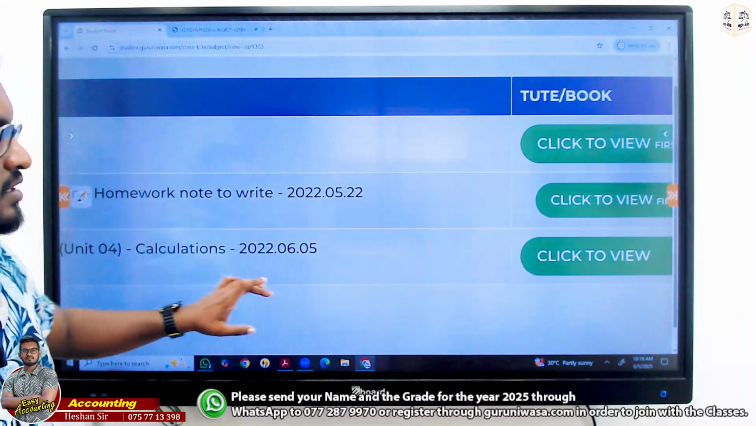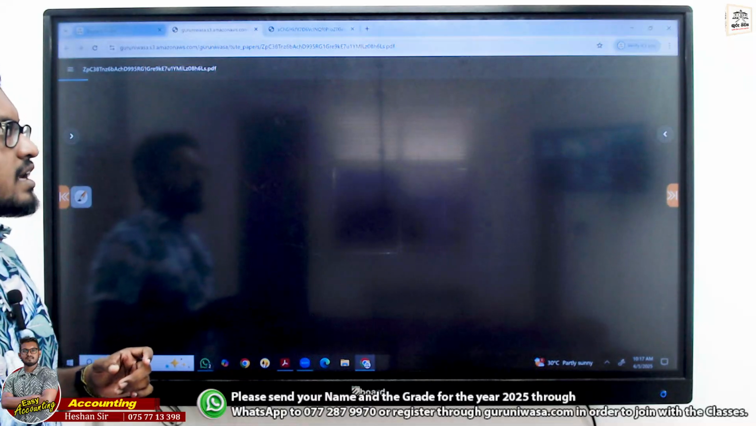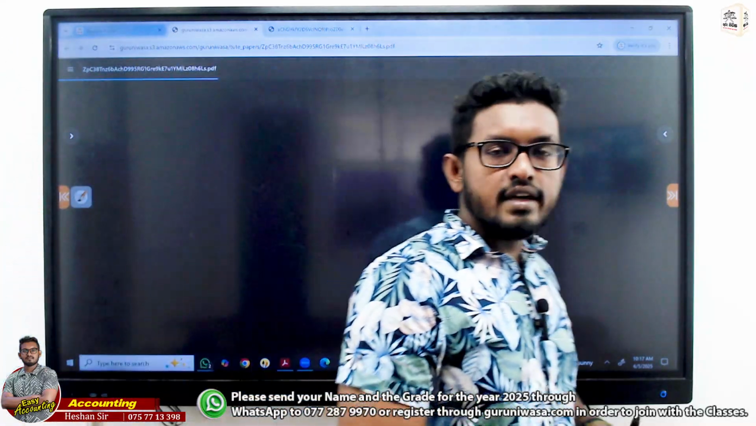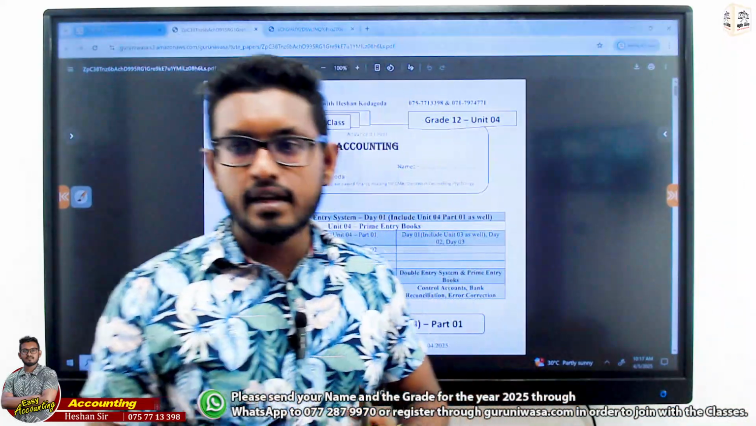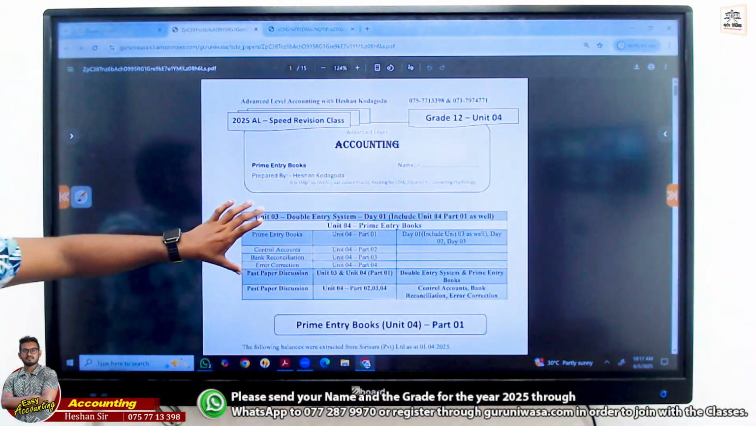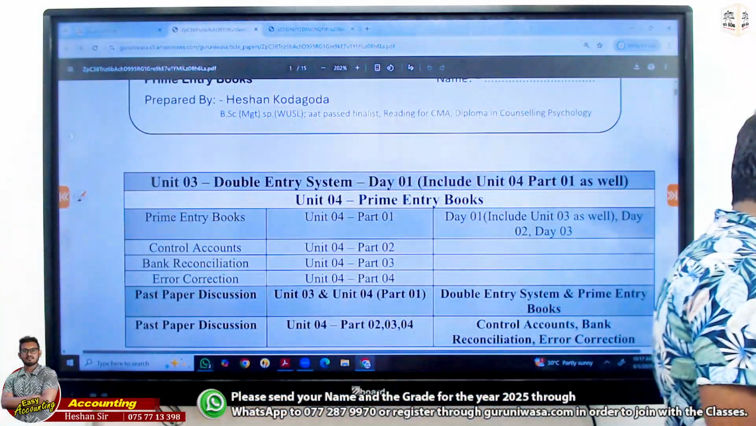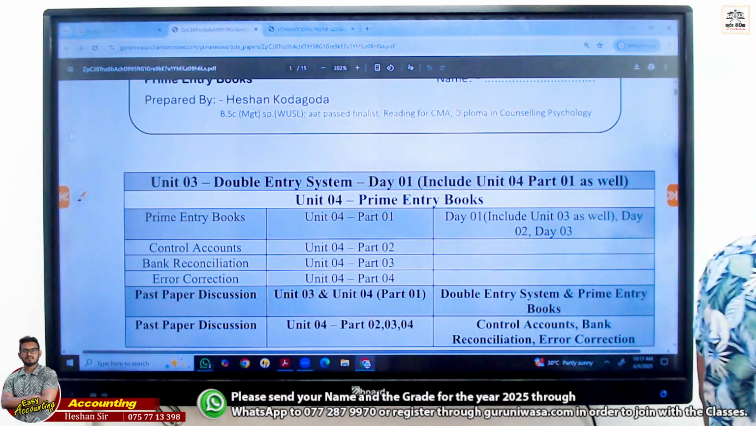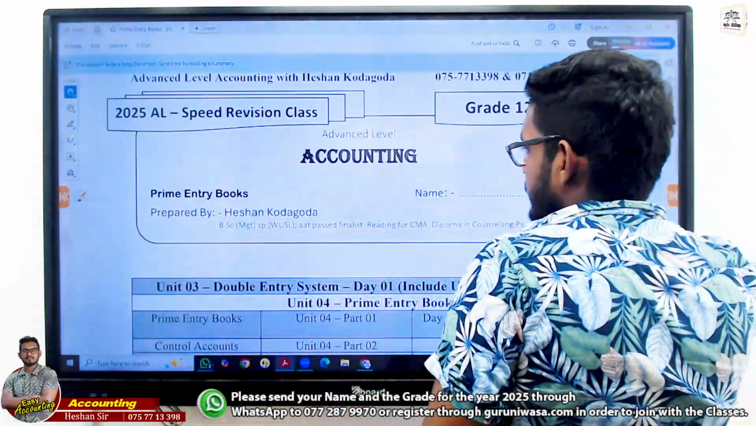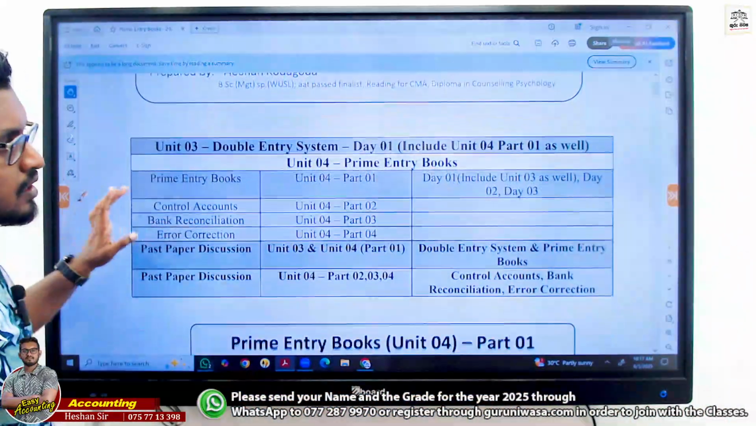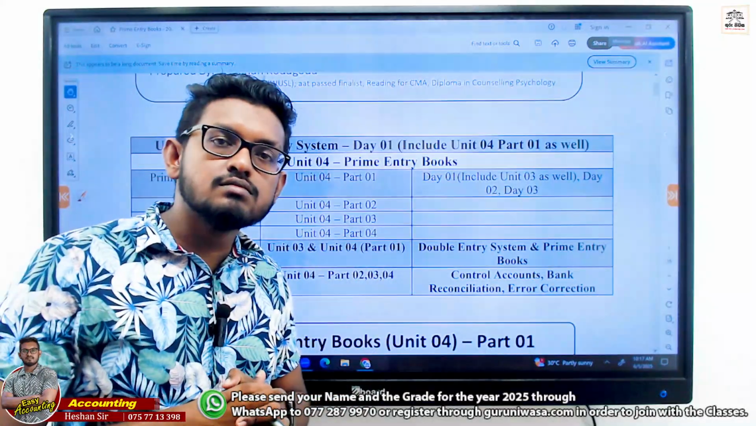June 5th. So you can see this is the tute. There are 16 pages, and all the calculations and everything I have uploaded in here. Send me a thumbs up if it is clear to you. These are the things I have uploaded in the 2025 speed revision class. I'm not putting this for the 2026 batch because they are doing past papers and have something separate. This is the thing I want to tell you.